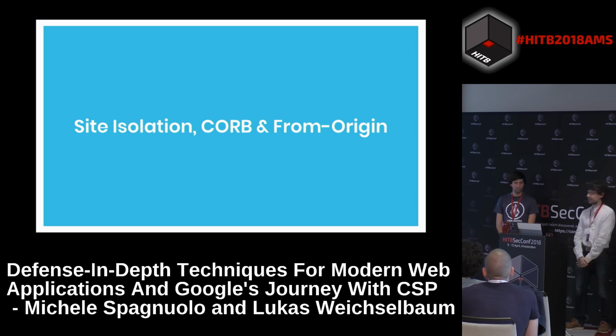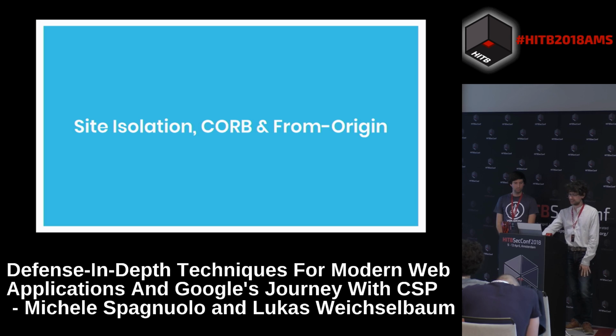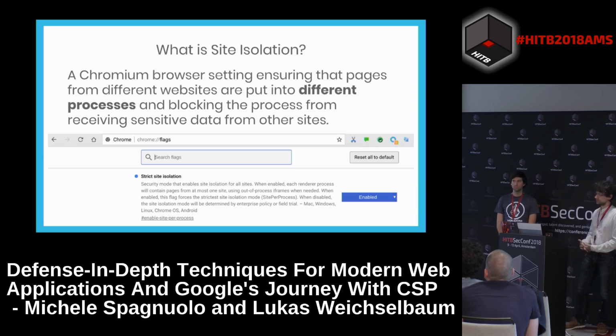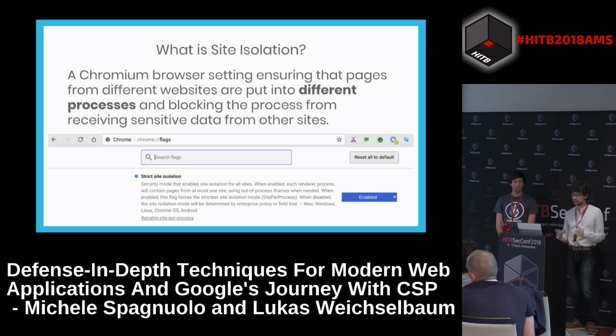Let's talk about something different: site isolation, CORB, and From-Origin. So this steps out of the pure web world. This is not against web vulnerabilities, not against cross-site scripting or cross-site request forgery. It is mostly against, let's say, more low-level attacks. It is ensuring that pages from different websites get rendered into different processes in the operating system. This is done to isolate the renderer process in Chromium. Here we are mostly talking about Chromium only.